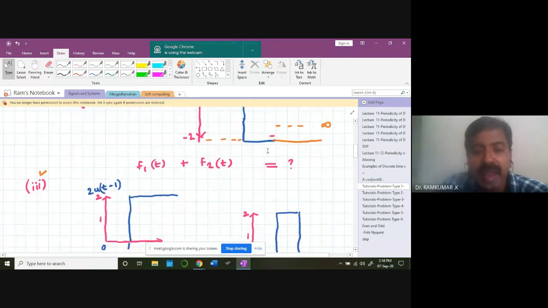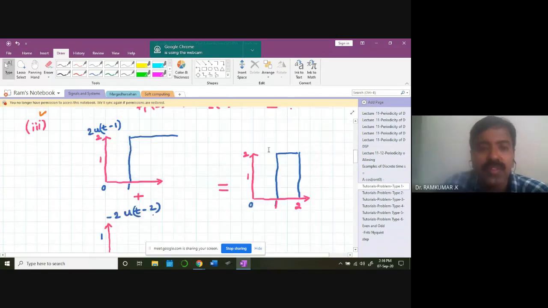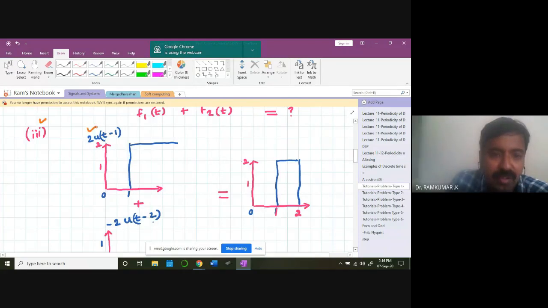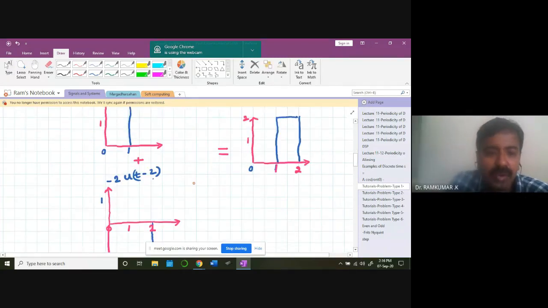Now look at this, when I add these two waveforms. So this is the original signal, 2u of t minus 1, f1 of t, and this is f2 of t, minus 2u of t minus 2. When I am adding these two signals, can you see it clearly? At the first unit, is there any signal here? There is no signal here. So that waveform is going to go like this.